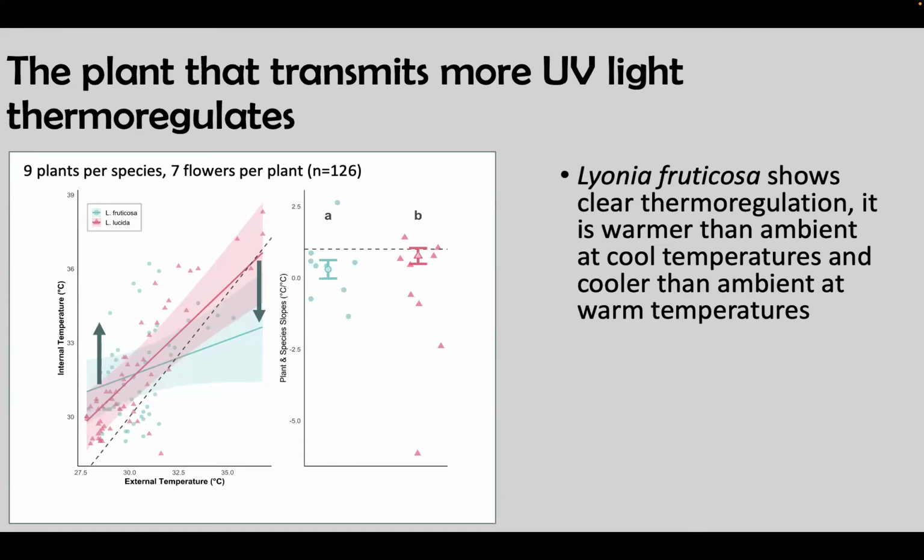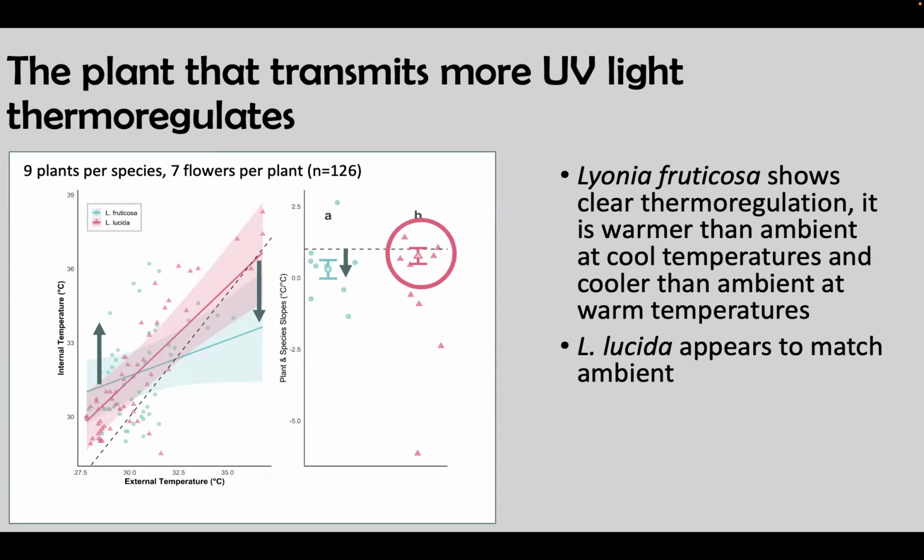And you can see the slope here. So the points are slopes for individual plants, because we have replicates per plant. And you can see that there's lots of variation. Some plants for lucida, the pink one, actually seem like they are also thermoregulating. So it seems like there's some within-species variation, but at the species level, one of them thermoregulates and one of them doesn't. That's what that means.